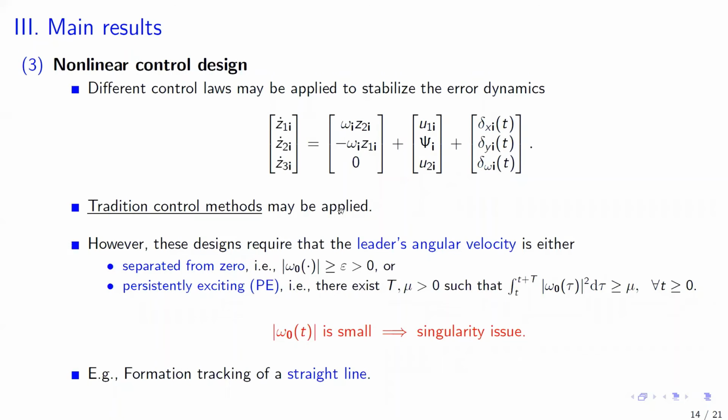From the discussion above, different traditional control methods may be applied here. For example, sliding mode control, backstepping, or even linear feedback. However, these designs require that the leader's angular velocity is either separated from 0 or persistently exciting. This condition means if the angular velocity is small, then there is no control action in the under-actuated theta_a2i equations. So this is a singularity issue. For example, if the desired formation path is a straight line, then the angular velocity will be 0. So traditional methods cannot be used here.